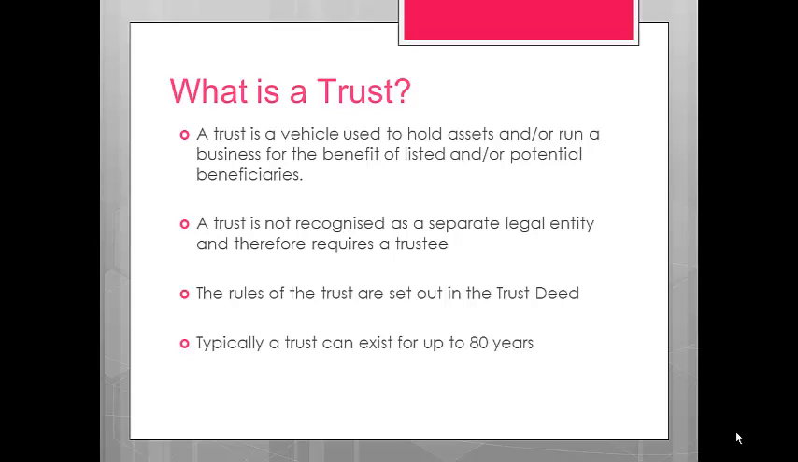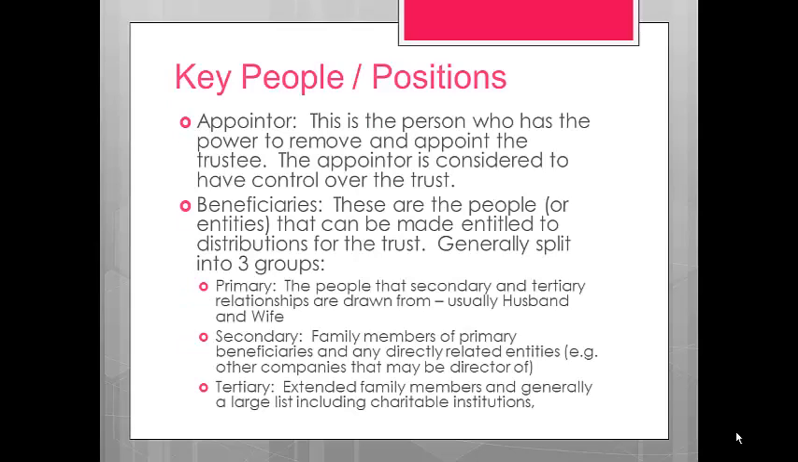So we'll start off with what is a trust. A trust is a vehicle used to hold assets or run a business for the benefit of listed or potential beneficiaries. It's not recognised as a separate legal entity, and that's why it requires a trustee. The rules of the trust are set out in the trust deed, and typically a trust can exist for up to 80 years. Key people or positions.